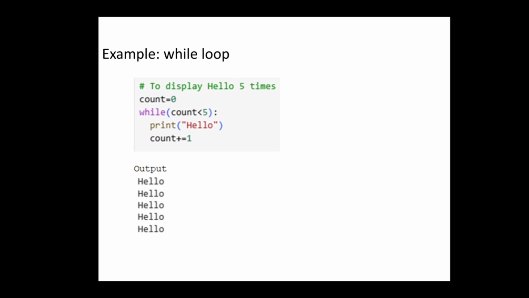Now, if we consider a while loop, same thing, to display hello 5 times. This time count equal to 0, while count less than 5, colon, print "hello", count plus equal to 1, that means count equal to count plus 1. When we run this program, in the output we get hello, hello, hello, hello, hello, that is hello will be displayed 5 times. Again, we will discuss while loop in later lectures.